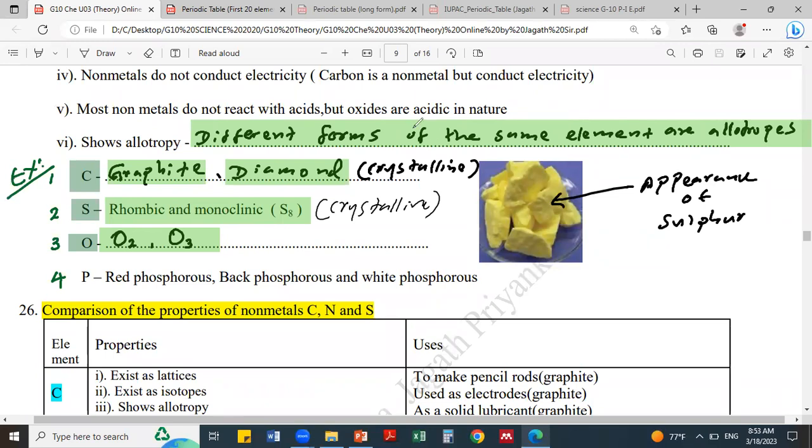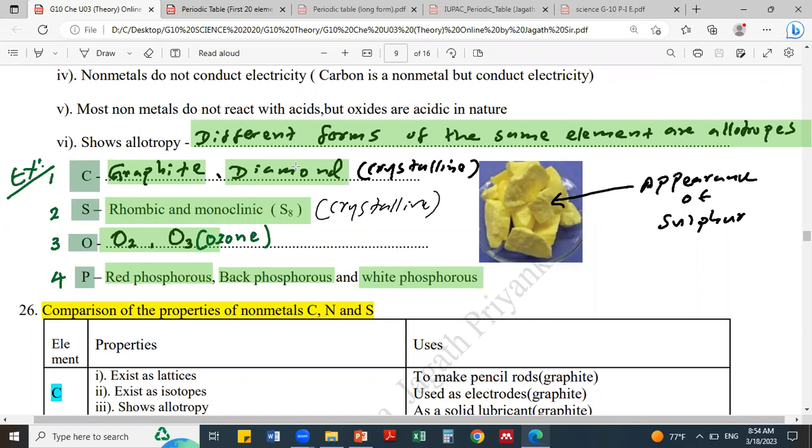Oxygen, if you write here, oxygen is oxygen gas, and what is O3 here? O3 is ozone. If you don't write, the ozone layer is made of ozone, O3. And phosphorus has 3 allotropic forms: red phosphorus, black phosphorus, and white phosphorus. So what are the 4 elements of the periodic table shown in allotropy, students? CSOP: carbon, sulfur, oxygen, phosphorus.